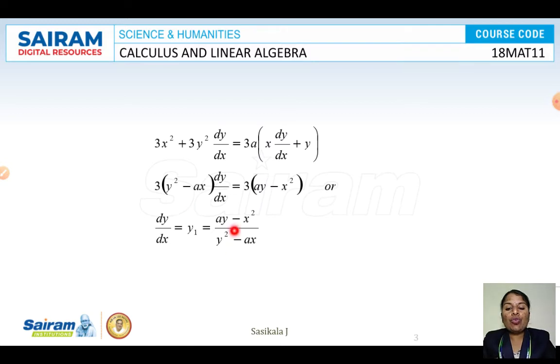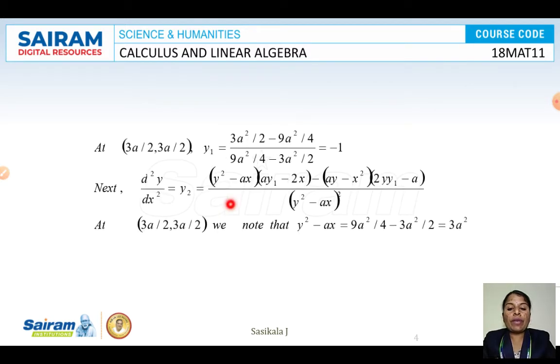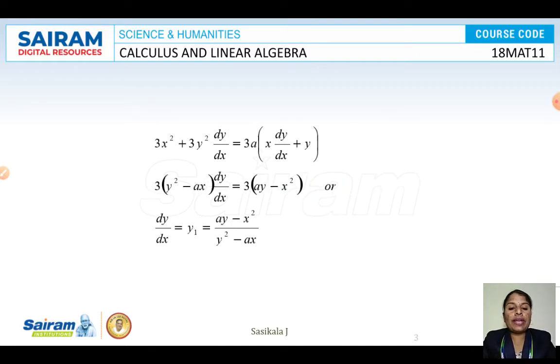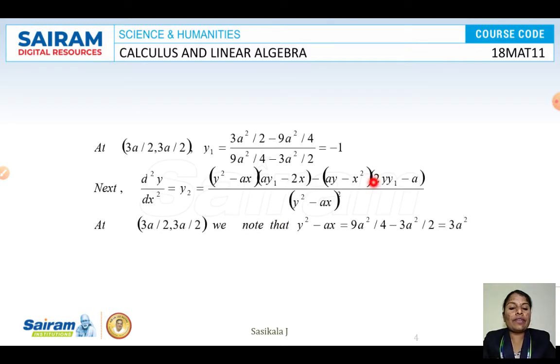Here I have u by v method. What is that formula? Denominator into differentiation of your numerator, v into du, y squared minus ax into differentiation of your numerator will be 2, you have ay, right? So ay1 minus 2x, then minus of ay minus x squared, v into, you have to do differentiation of your denominator, y squared will be 2y, again y1 it will come. Okay, then minus a by y squared minus ax the whole square by v squared as per the formula.